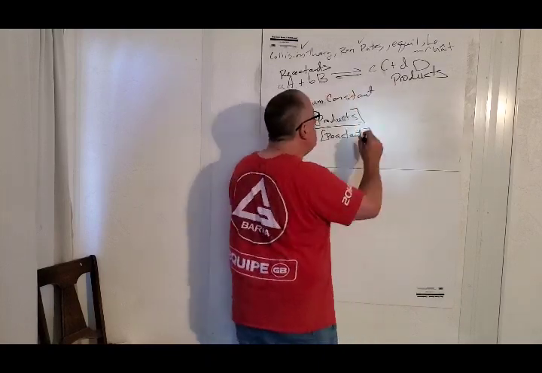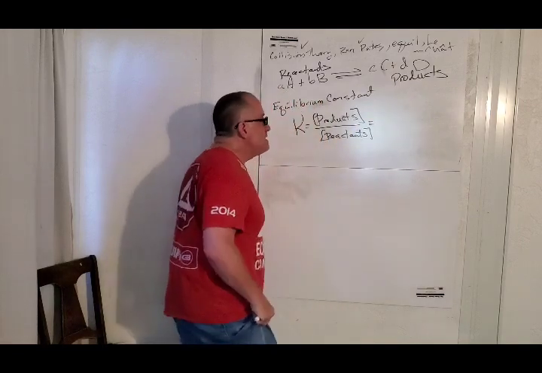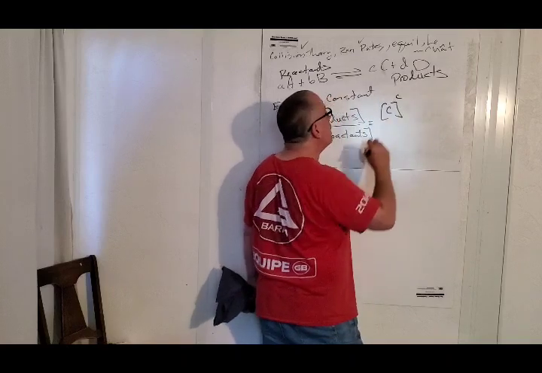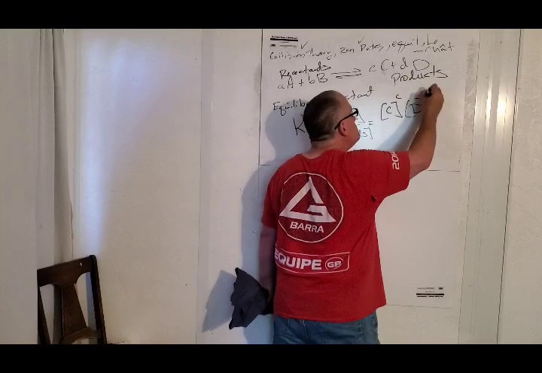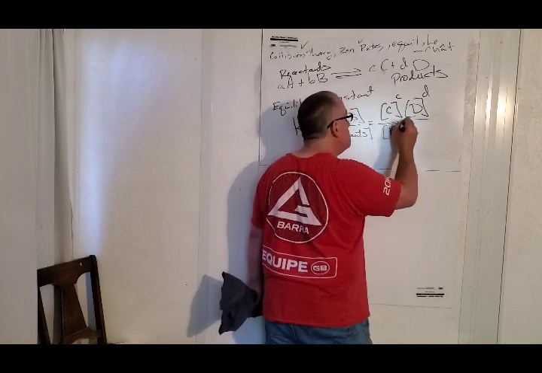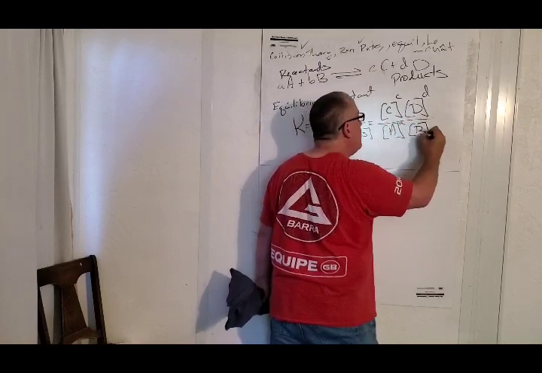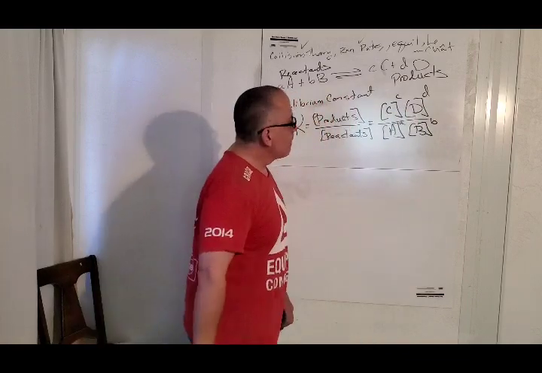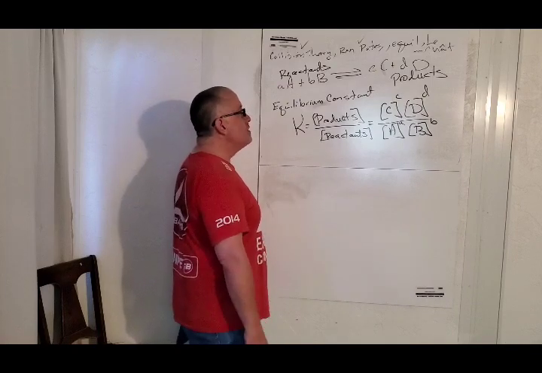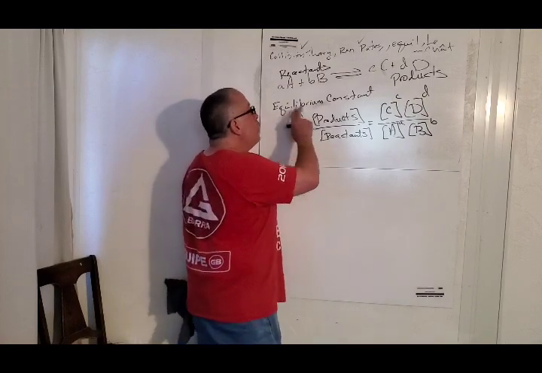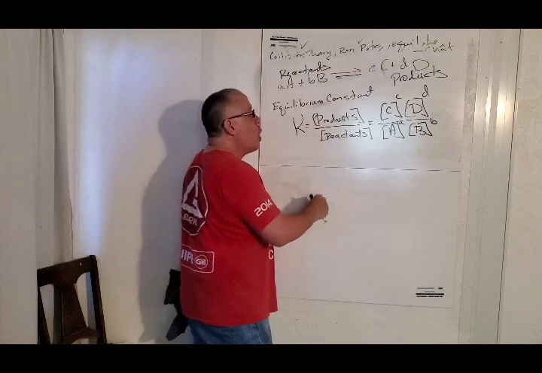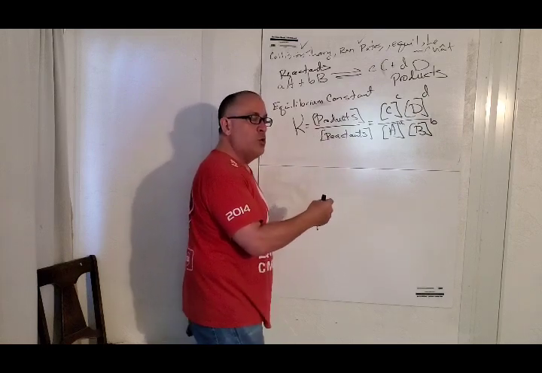The way it's defined by chemists is the concentration of the products, chemical C to the C power, chemical D to the D coefficient power, over chemical A to the A power, chemical B to the little b power. That's how it would be written when I write the equilibrium constant expression. Equilibrium constant can refer to just the letter K or this whole concept, or it could refer to the number. What's the value of the equilibrium constant?